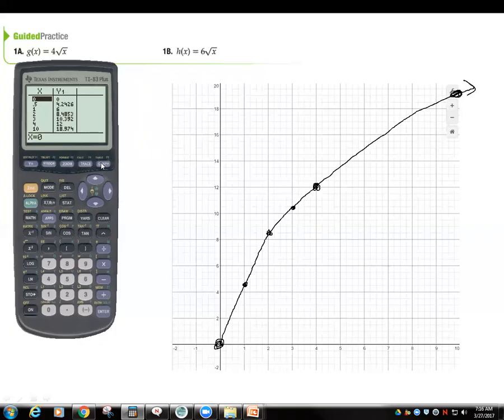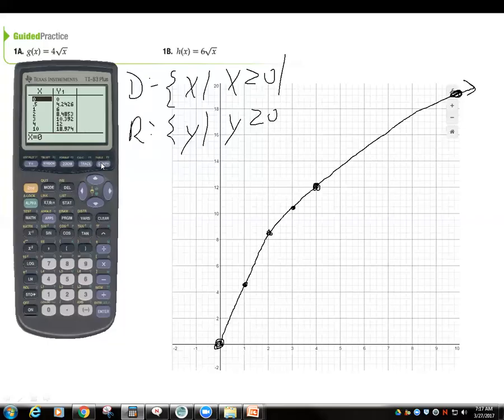Again, the domain for this one is x such that x is greater than or equal to 0. The range is y such that y is greater than or equal to 0. It has a minimum at the origin, and it's increasing on its entire domain. Pretty cool, huh?